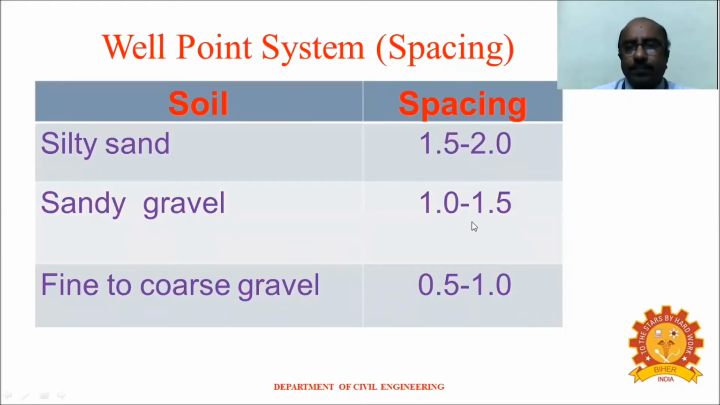Now, normally, the spacing of this well point system varies depending upon the soil condition. If you have silty sand, then the spacing could be around 1.5 meter to 2 meter. Whereas if it is a sandy gravel, then it may be from 1 meter to 1.5 meter. If it is fine to coarse gravel, then it may be 0.5 to 1 meter. This is because the discharge or the yield will be more in the case of coarse gravel, whereas in silty sand it may be slow.